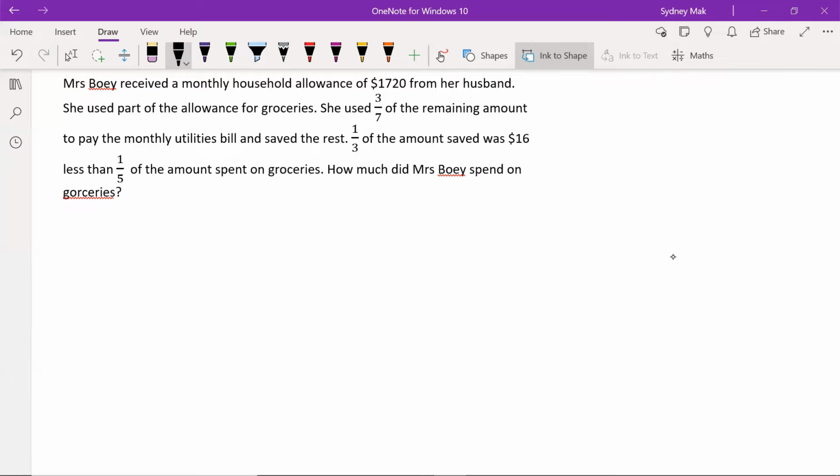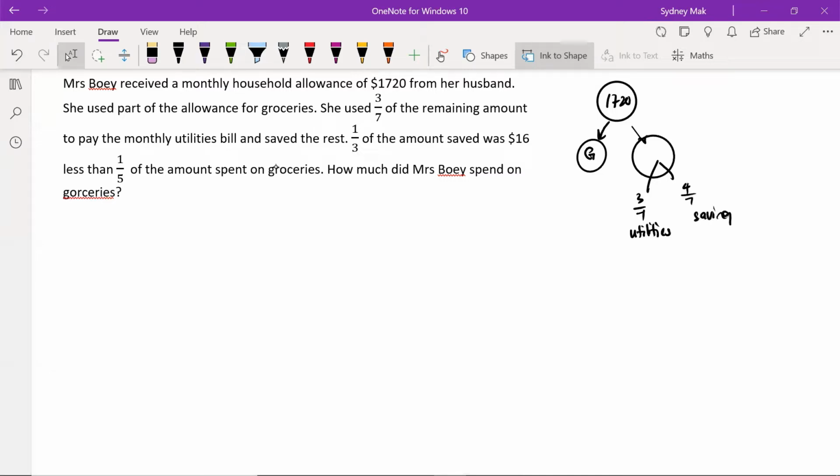Mrs. Boy received a monthly household allowance of $1,720 from her husband, and she used part of the allowance for groceries. And from the remaining amount, she used 3/7 to pay the monthly utility bills. So we have a total amount of 1,720, divided into the groceries and then the remaining part. Of the remaining part, 3/7 is for the utilities bill, and of course 4 out of 7 will be going into the savings.